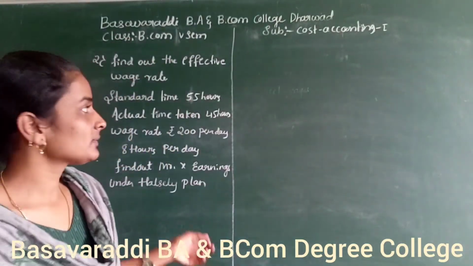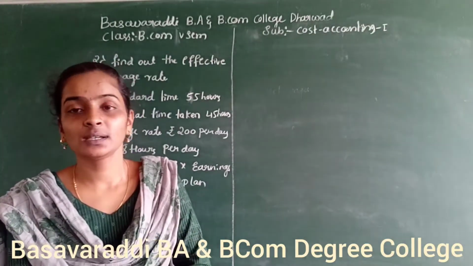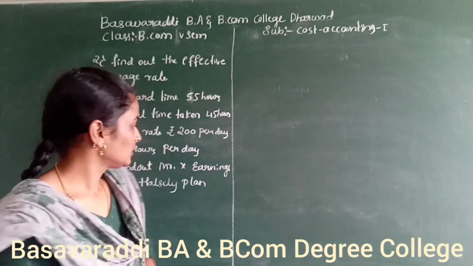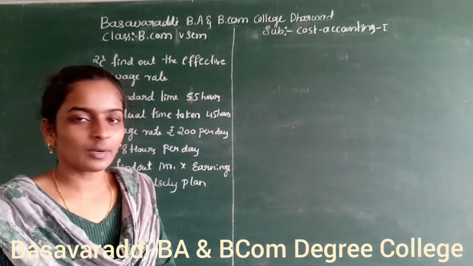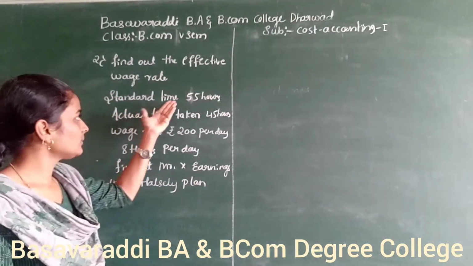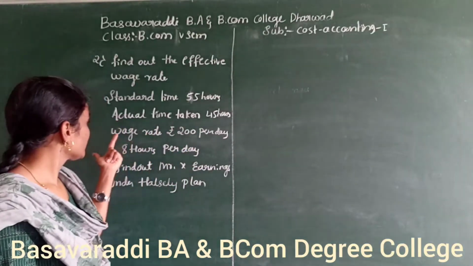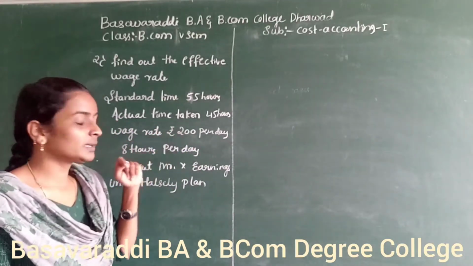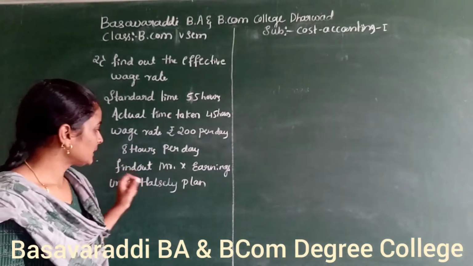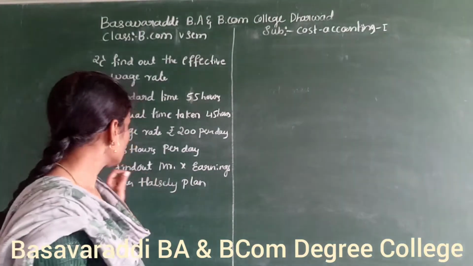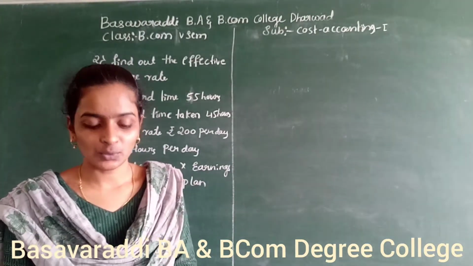The next one is a finance question: find out the effective rate of earnings under the Halsey plan. Under the Halsey plan we can calculate the effective rate of earnings. Standard time is 55 hours, actual time taken is 45 hours, wage rate is rupees 200 per day, and they work 8 hours per day. Find out Mr. X's earnings under the Halsey plan. Let us start the solution.